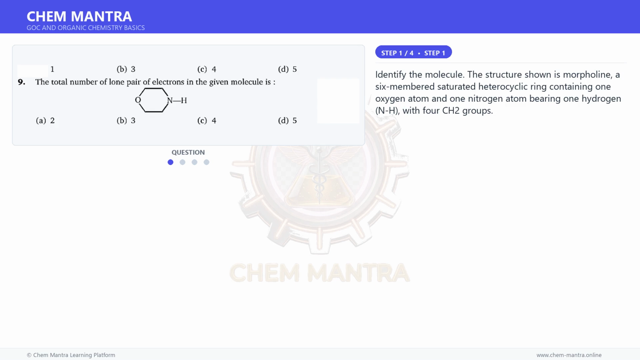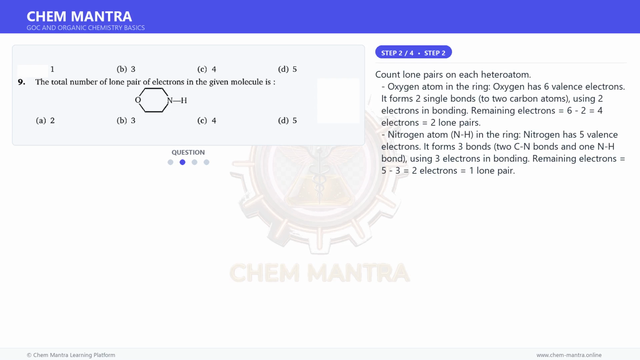Identify the molecule. The structure shown is morpholine, a 6-membered saturated heterocyclic ring containing one oxygen atom and one nitrogen atom bearing one hydrogen, NH, with 4 CH2 groups.